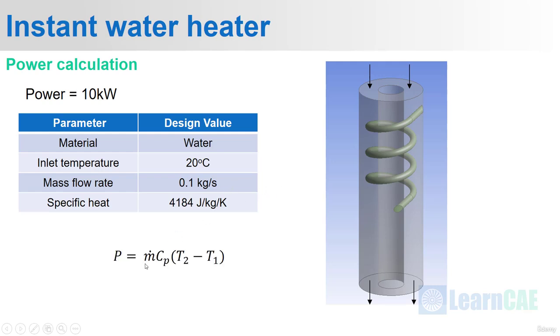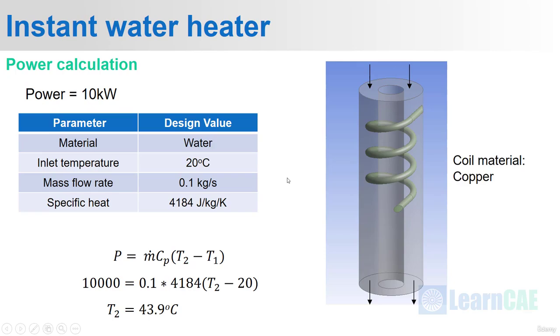We know that power is equal to m dot Cp into T2 minus T1, where m dot is the mass flow rate, Cp is the specific heat, T2 is the exit temperature, and T1 is the inlet temperature. Substituting the values, we will get T2 is equal to 43.9 degrees Celsius. Approximately, the delta T will be equal to 23.9 degrees Celsius. Okay, we shall do the analysis in Ansys CFX and find out the exit temperature. Note that for this model, we will consider the heating element as copper.